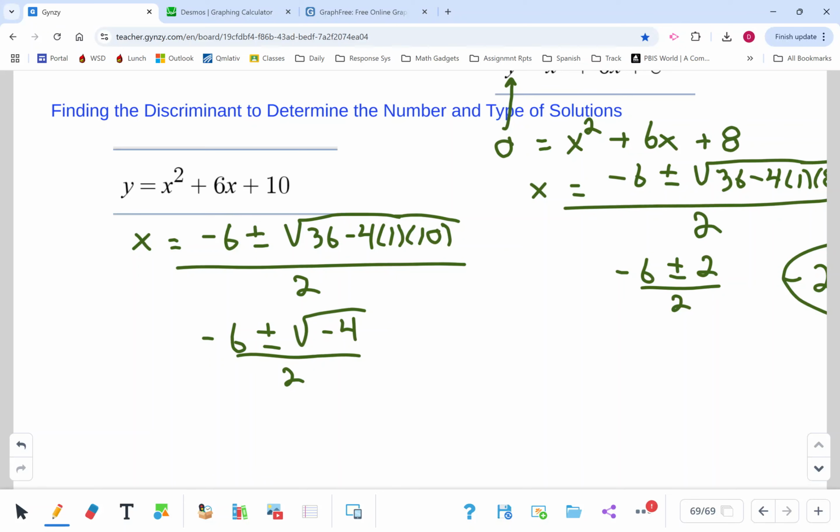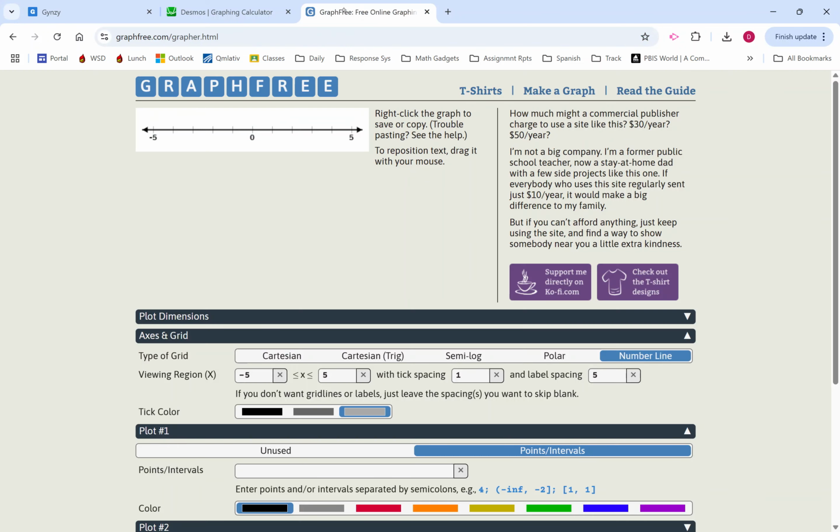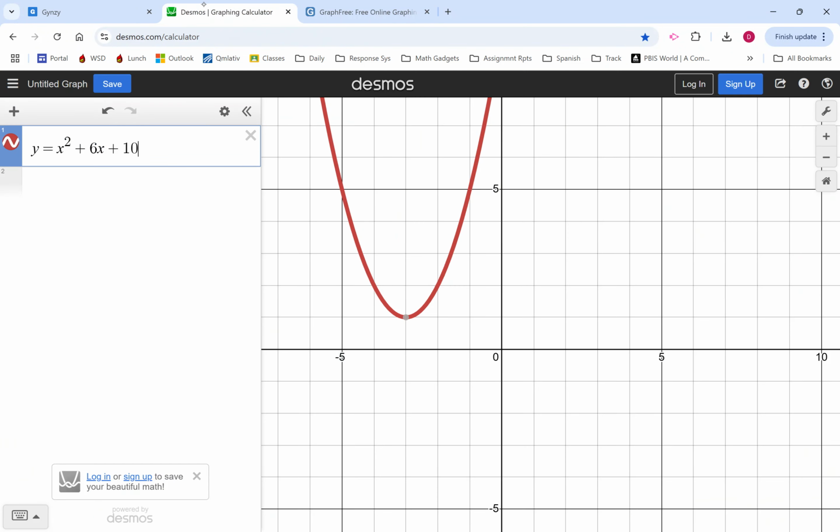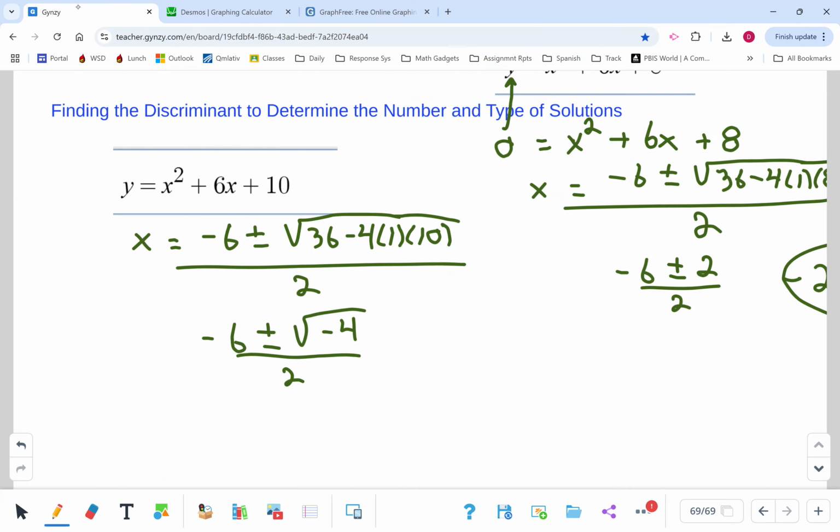As you saw from the graph, if we have plus 10 right here, there aren't any places where you can put a number in for x and get 0 for y. So here we can tell as soon as we get a negative number under the square root sign, there aren't any real solutions to this. There are two non-real solutions, but there aren't any real solutions.